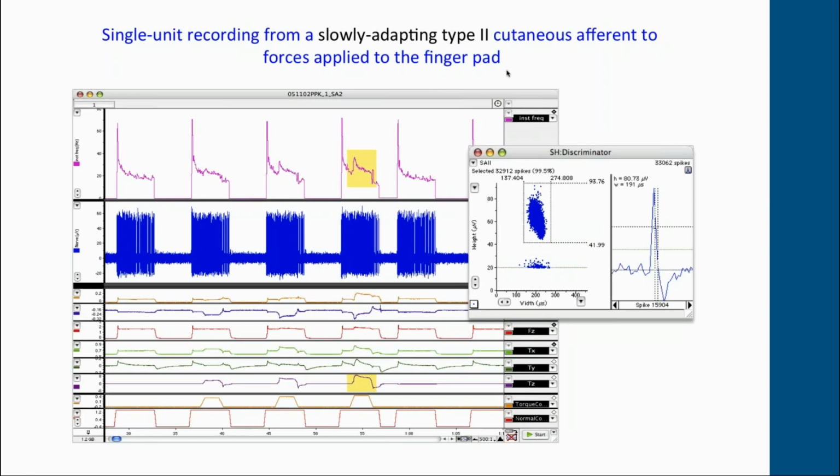Unfortunately, it's not fully applied to the Macintosh version yet, but nevertheless, as you can see here in the Mac version, that is still very much adequate for extracting very clean spikes from a recording.